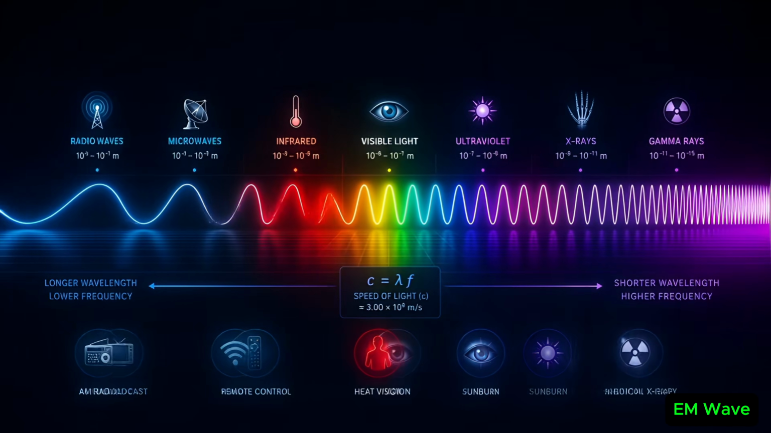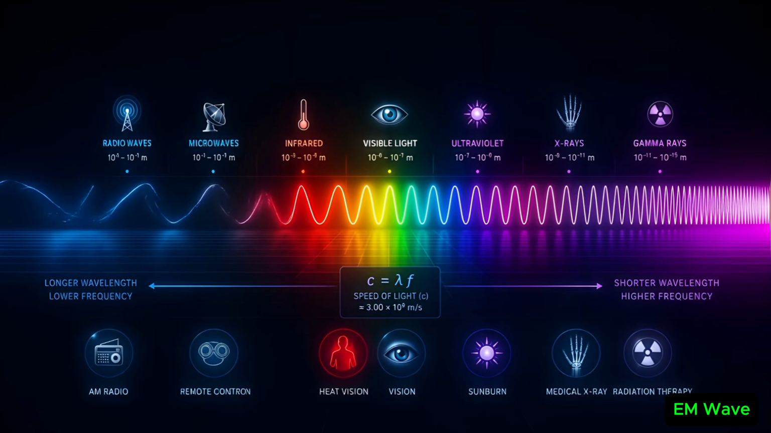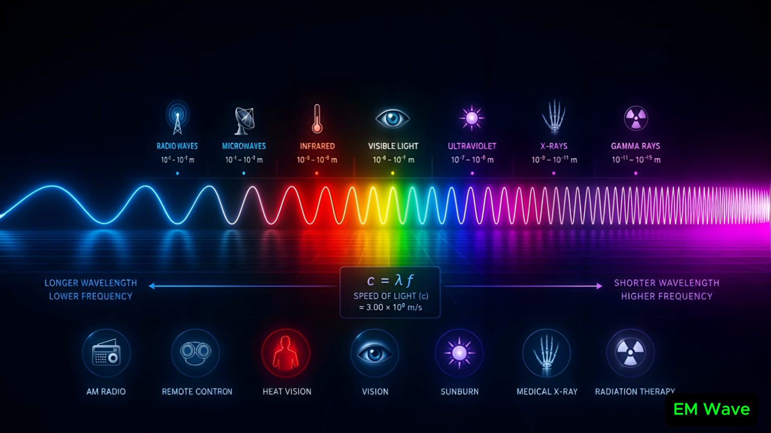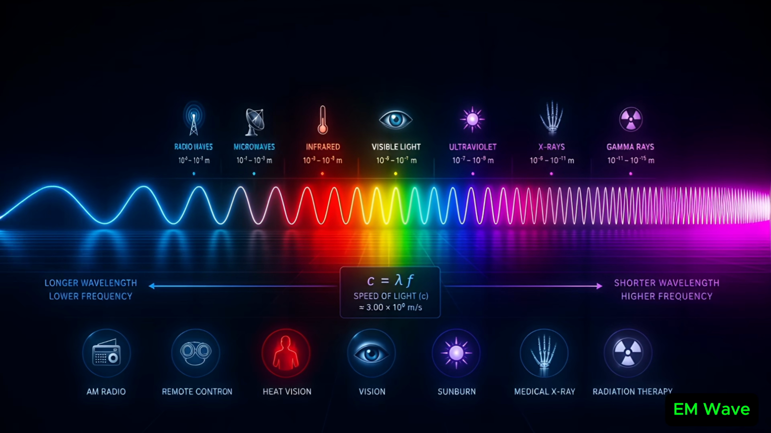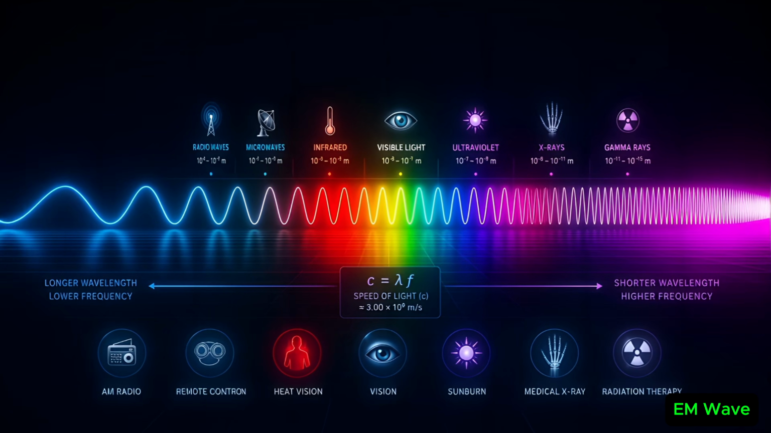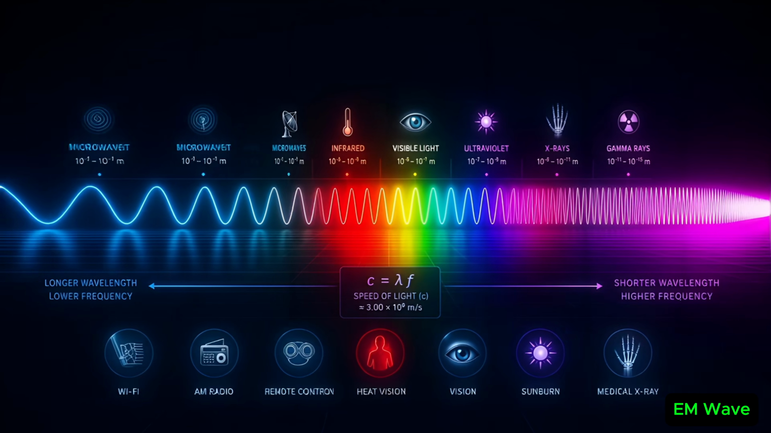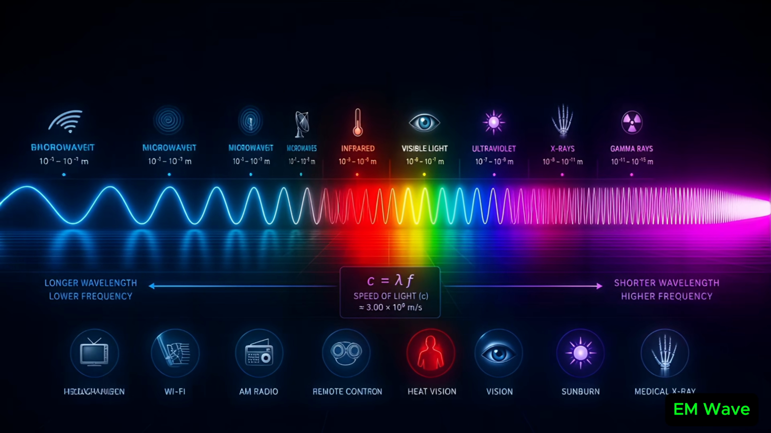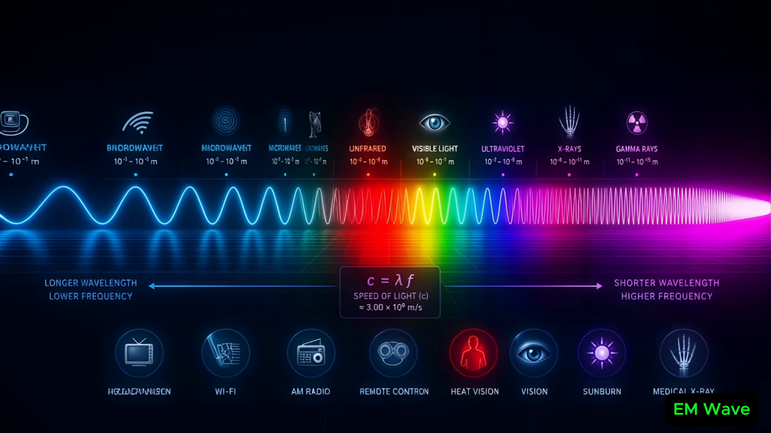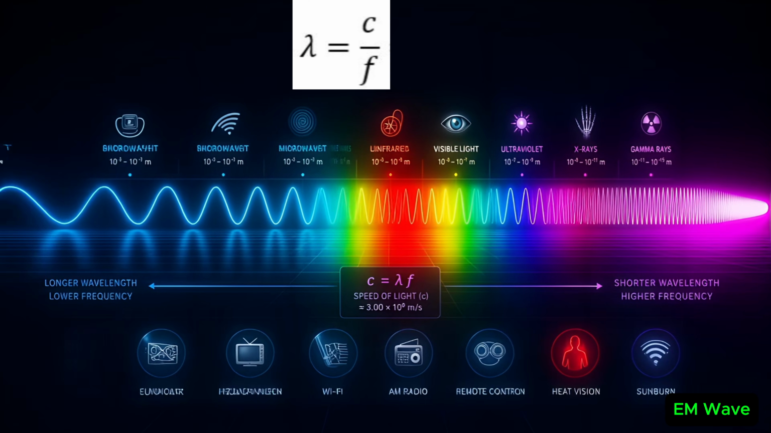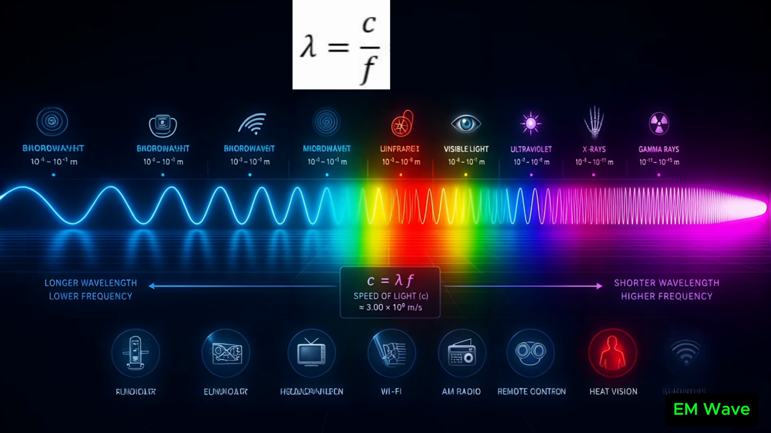Let's summarize. Wavelength measures distance. Frequency measures how many cycles occur every second. Electromagnetic waves travel at the speed of light. And as frequency increases, wavelength becomes shorter.